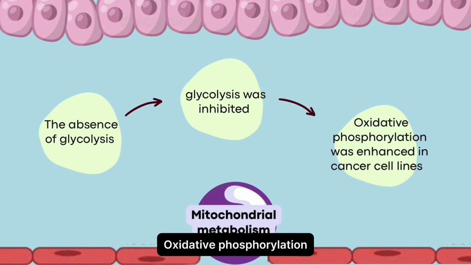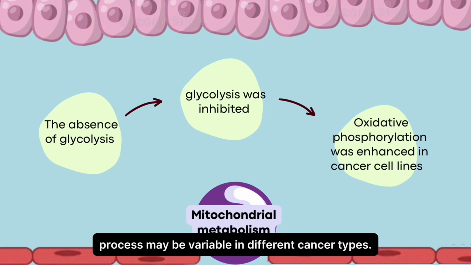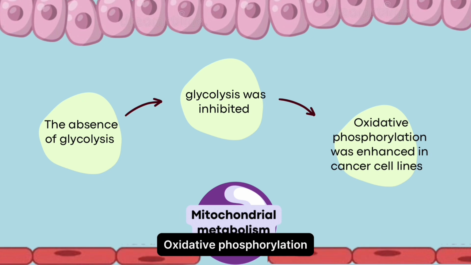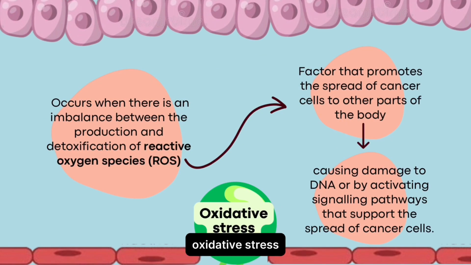Mitochondrial metabolism. Oxidative phosphorylation still plays a significant role, though the extent of this process may be variable in different cancer types. Oxidative phosphorylation was enhanced in cancer cell lines when glycolysis was inhibited. Oxidative stress occurs when there is an imbalance between the production and detoxification of reactive oxygen species, ROS, which are often formed as byproducts of oxygen metabolism.